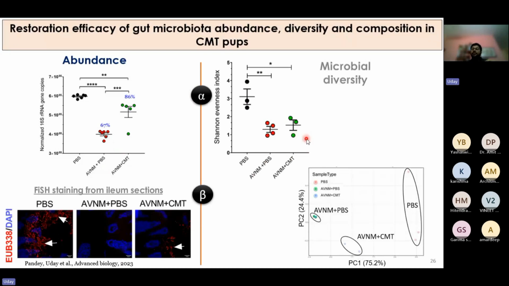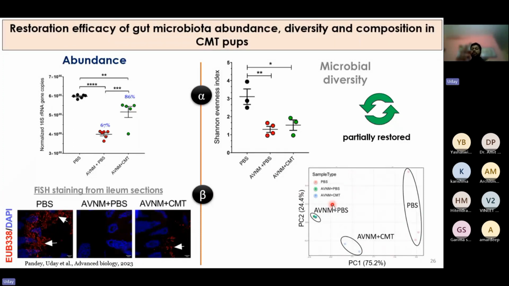When we checked whether the diversity is actually increasing or not, we found that the diversity is not completely destroyed, it is partially destroyed. Here you can see there is no significant difference between the PBS and CMT group. Also, in the beta diversity, the CMT group lies between two groups, the PBS group and the ABN plus PBS group. So from here we can say that their diversity is partially destroyed, not completely destroyed.